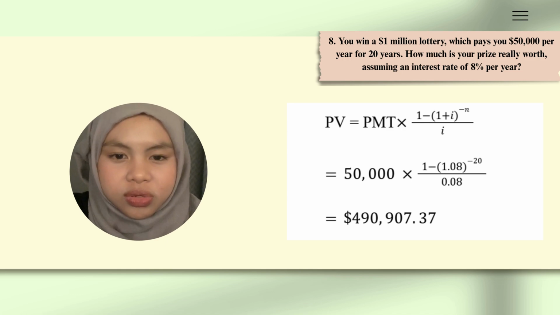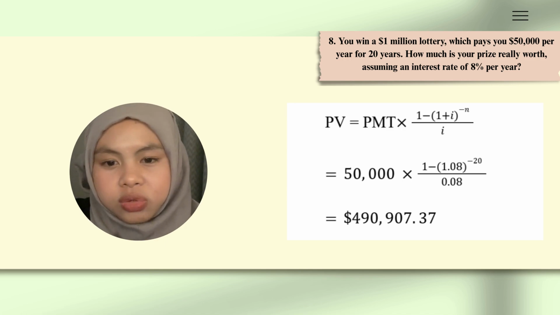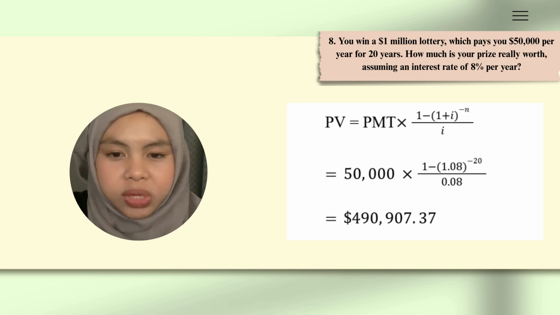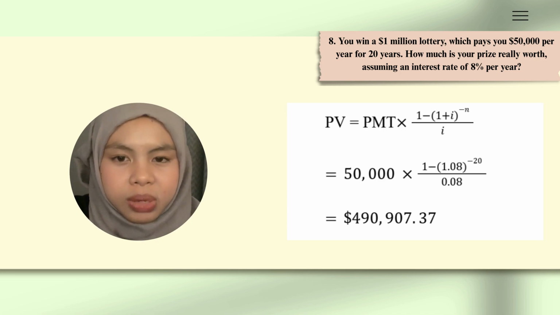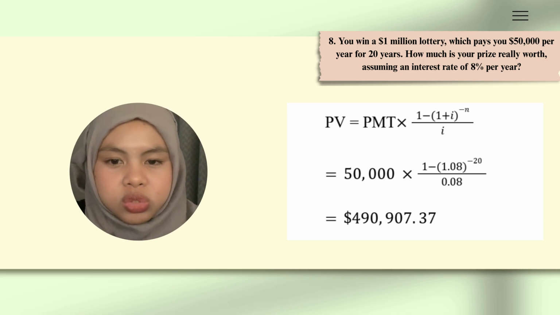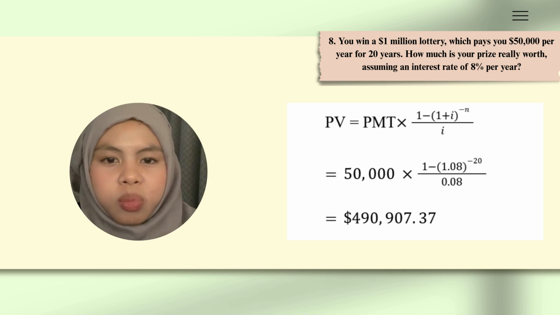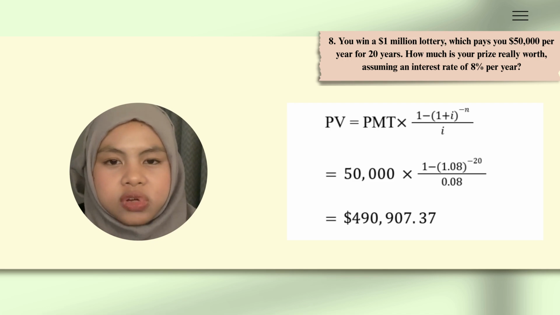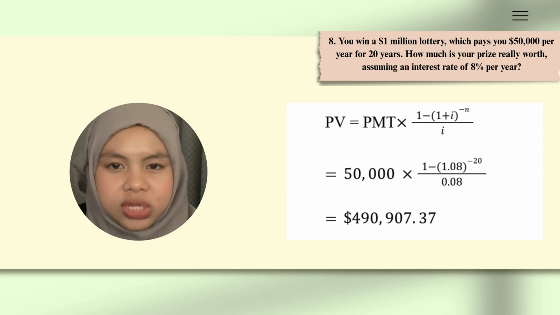To find the true worth today, we use the present value of an annuity formula where PV equals PMT times (1 minus (1 plus i) to the power of negative n) over i. PMT is the yearly payment, which is $50,000. i is the interest rate, which is 8% or 0.08, and n is the number of years, which is 20 years. So when we substitute the values, PV equals 50,000 times (1 minus 1.08 to the power of negative 20) over 0.08.